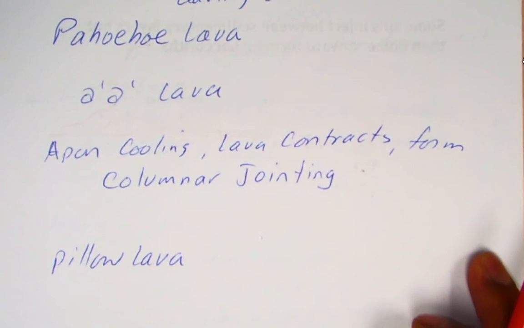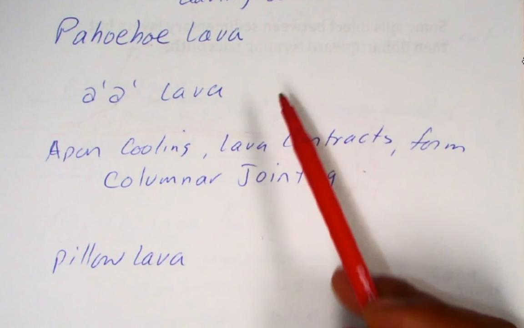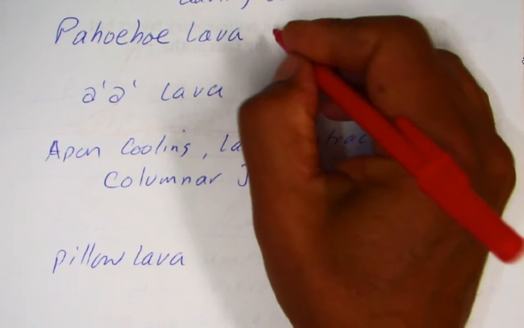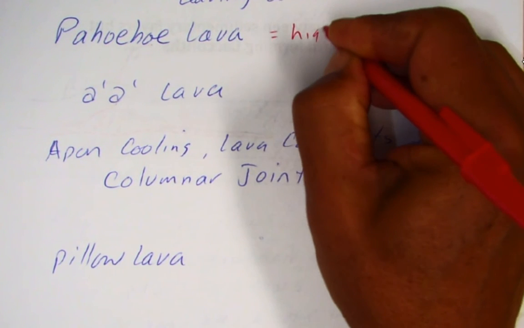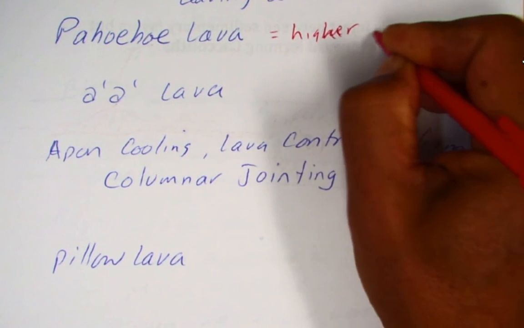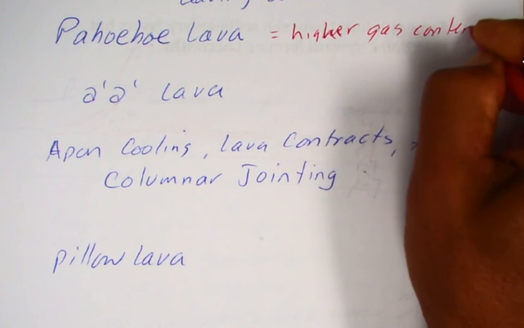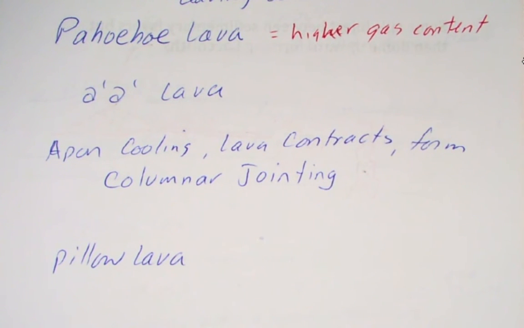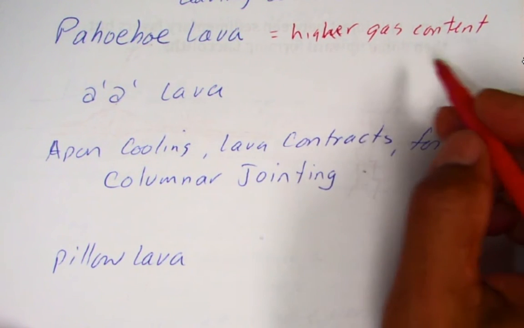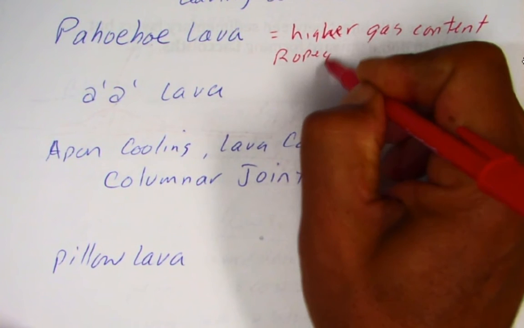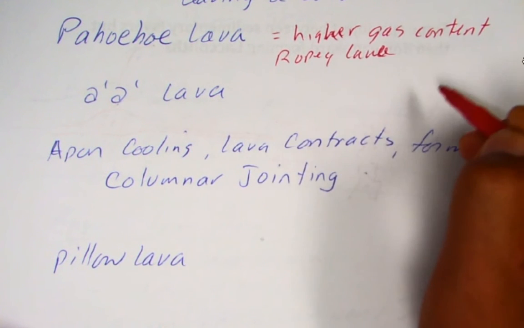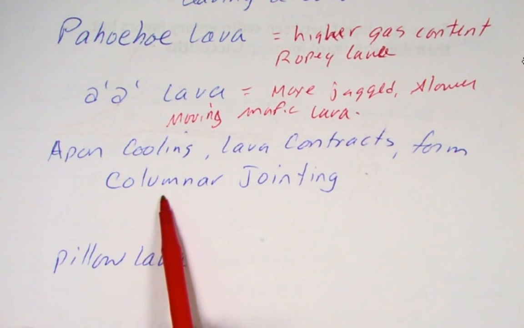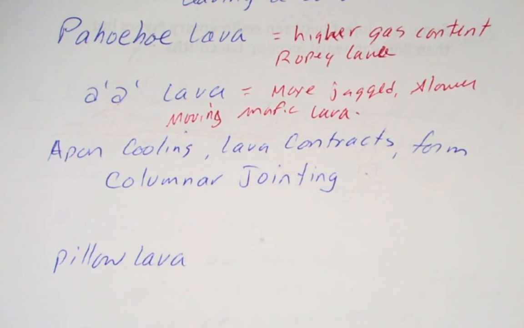And then let's look at a couple of terms here. Pahoehoe lava and aa lava. These are Hawaiian terms. Pahoehoe lava, you can think of this as having a higher gas content. So remember that gas also helps it flow a little bit faster, because gas tends to break up some of these silica polymerizations, right? And then it's going to be a ropey lava, and I'll show you some pictures of that in a moment. And then we'll talk about columnar joints, and then we have pillow lava. But let's look at the PowerPoint here. We'll look at some of these.